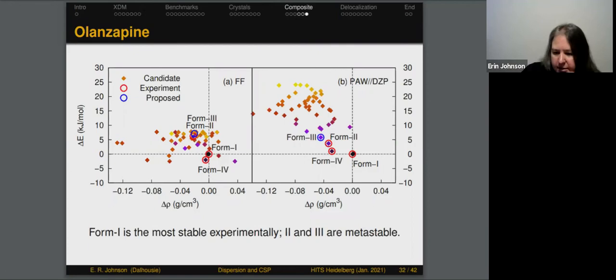It allows us to perform expensive CSP calculations in a much more reasonable computational time. We can perform calculations with a composite method like this in a few weeks as opposed to a few months with full plane wave.